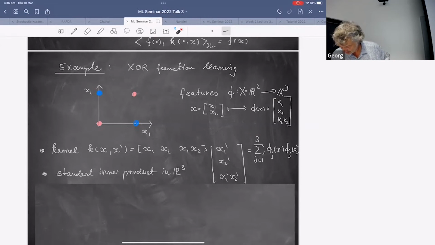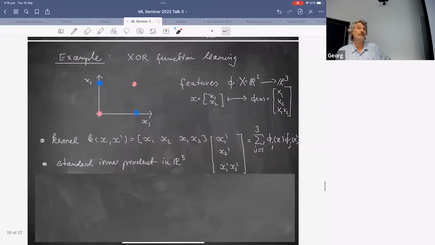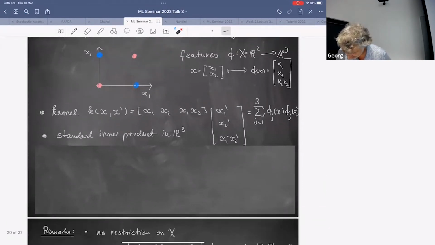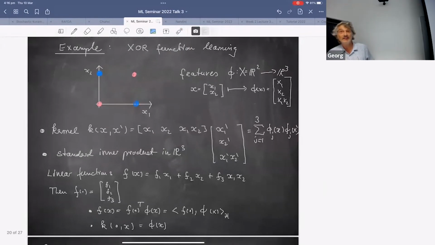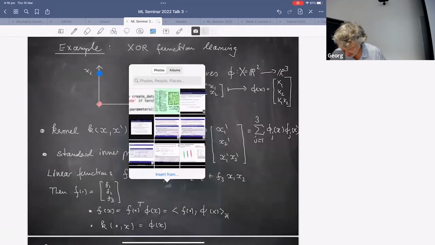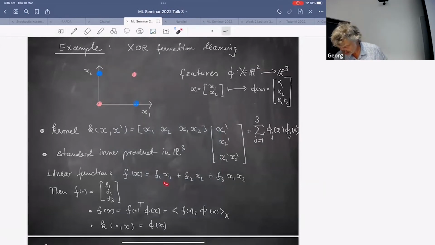Okay. And the inner product that we have on this reproducing kernel Hilbert space, even finite dimensional, is just a standard inner product in R3. So let's look at functions. Let's look at linear functions. We can define them in this way. So f1 is a component of x1, f2 of x2, and then of x1, x2, the component we call f3. So an element now of this function space is this vector.